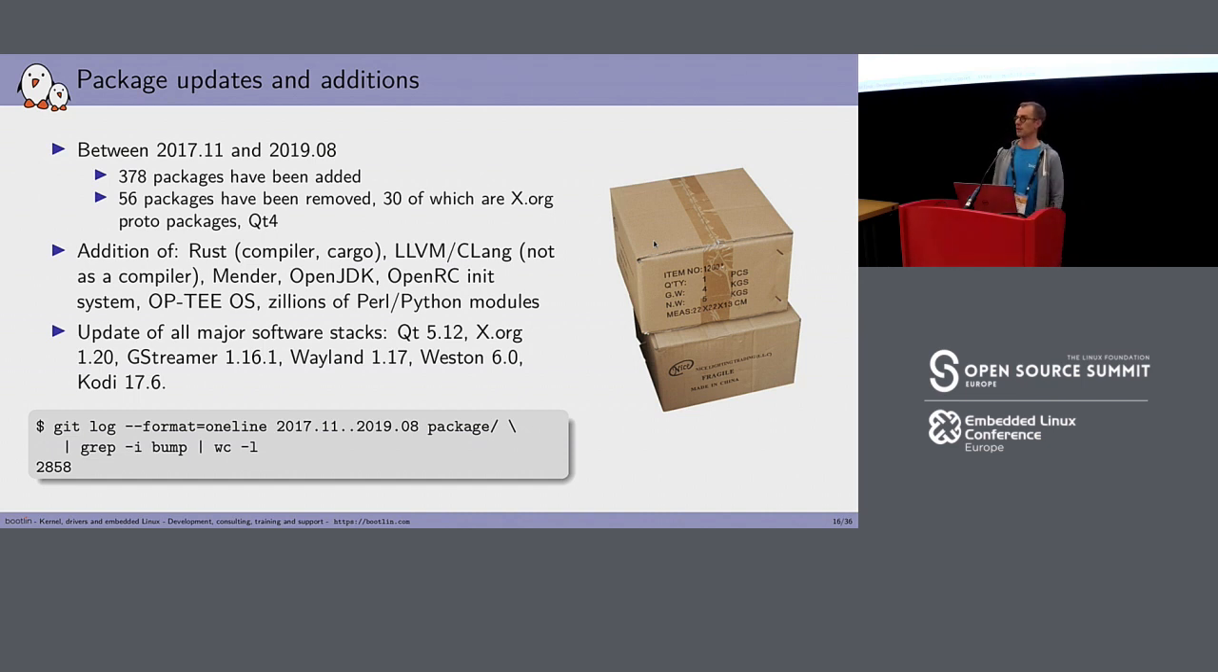Most of the major software stacks have been updated. So we have Qt 5.12, latest x.org, latest GStreamer, Wayland, Weston, Kodi, and there's probably more that I missed because reviewing all those commits was kind of a boring thing to do, and extracting the highlights is not necessarily easy. So I just had a quick look at our history of commits, and whenever a package is updated, we usually write "package foo bump to version XYZ" in the commit title. So I looked at all the commits that had bump in their title as an approximation of how many commits were done to simply bump packages, and it's about 3,000 commits that were done in the course of a little bit less than 2 years to keep our set of packages updated. So most of the work is actually going on keeping packages up to date and adding new packages.